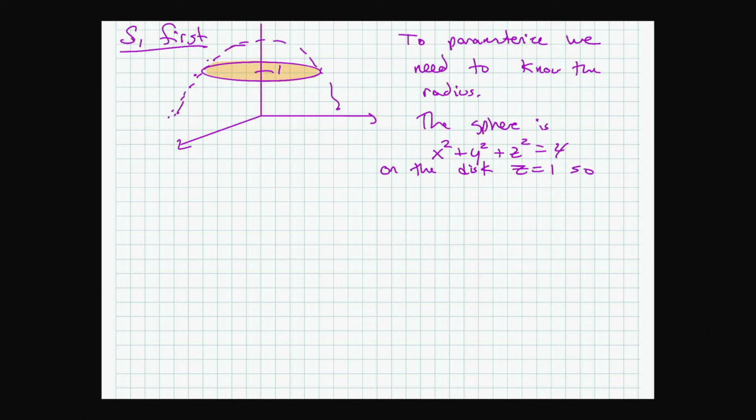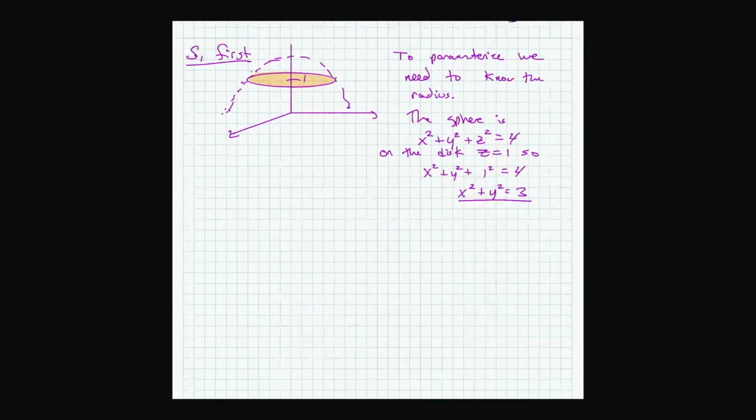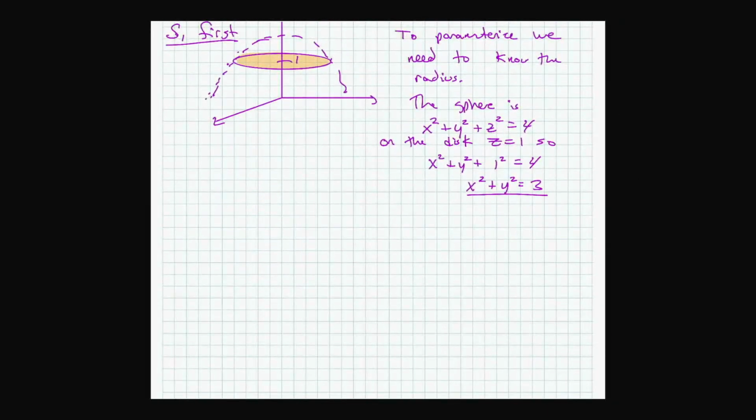So if you plug z equals 1 into that sphere equation, you get x squared plus y squared plus 1 squared equals 4. And then you get x squared plus y squared equals 3. So that's what's going on here. Okay, so then to parameterize that, here's what you would do.